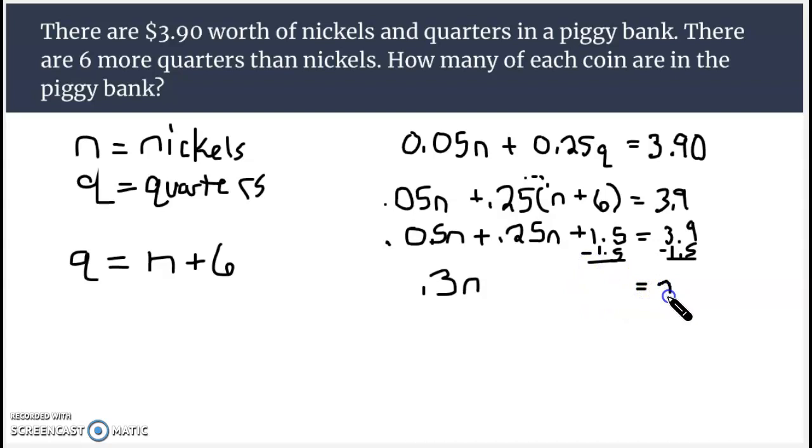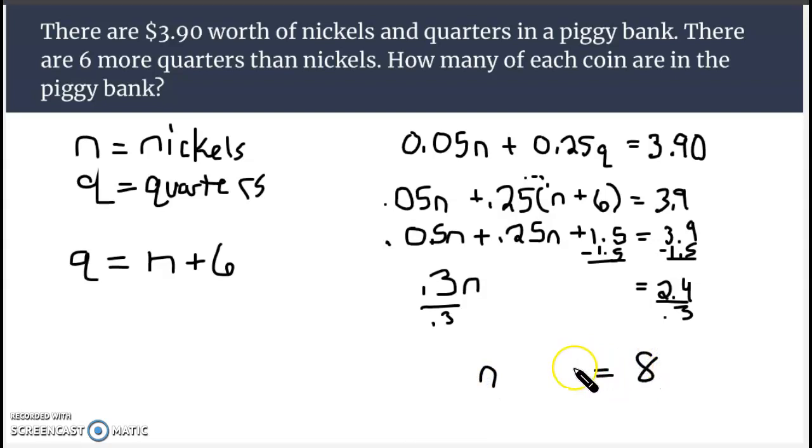And then 3 minus 1 is 2, 9 minus 5 is 4. 0.3n equals 2.4. I'm going to divide both sides by 0.3. 2.4 divided by 0.3 is 8. n equals 8. That tells me the number of nickels. There are 8 nickels. And then to find the number of quarters, I'll just put an 8 in for n here.